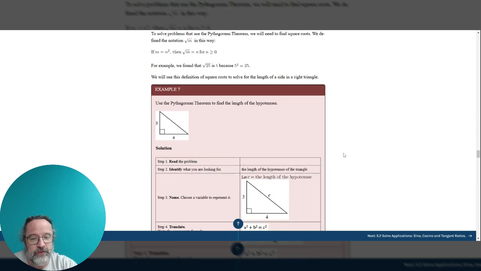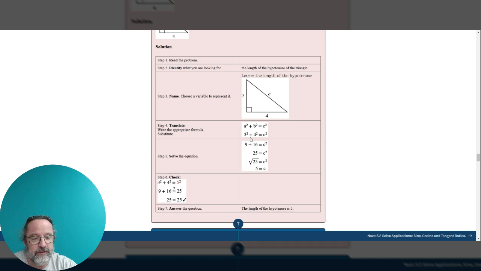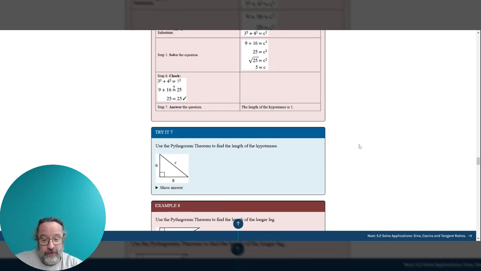Using this definition of square roots to solve for the length of a side in a right triangle, read the problem and identify what you're looking for: the length of the hypotenuse, so c. Translate into an equation. We know a squared plus b squared equals c squared, which translates to 3 squared plus 4 squared equals c squared. So 9 plus 16 equals c squared. 9 plus 16 is 25. Square root of 25, because we're dealing with positive numbers, is 5. So hot dog, there we go. 3, 4, 5. That's a handy similar triangle. If you stay in math, you'll see that the rest of your life.